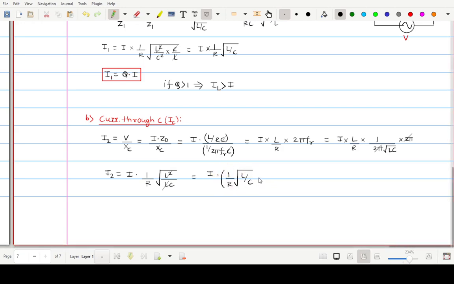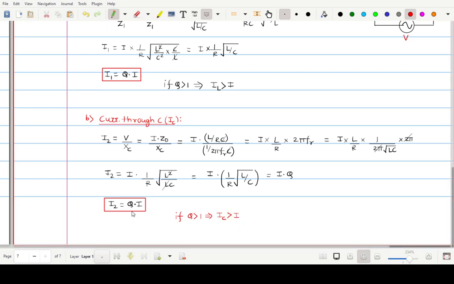Now if you look at this quantity in the bracket, it is nothing but your quality factor. So this is equal to I multiplied by Q. In other words, I2 is equal to Q multiplied by I. Here you can see the same equation, Q multiplied by I. And what is I2? I2 is nothing but the current flowing through the capacitor. If your quality factor is greater than 1, I2 will be greater than your input current I.